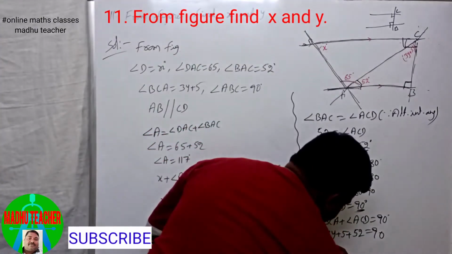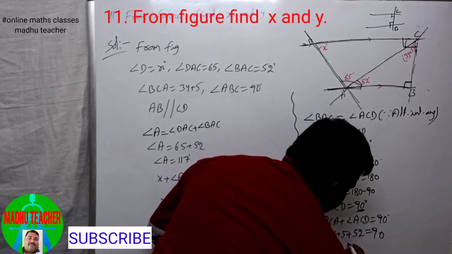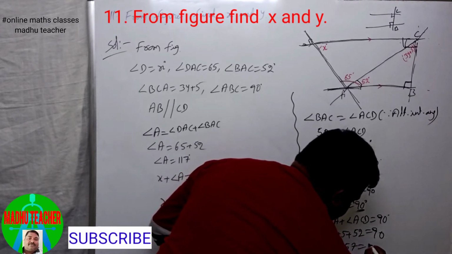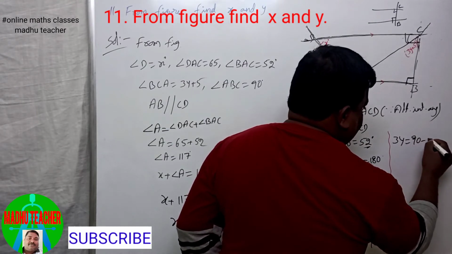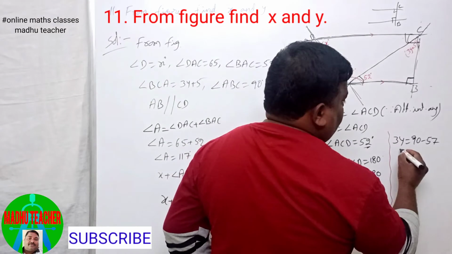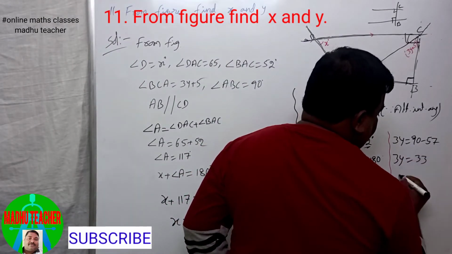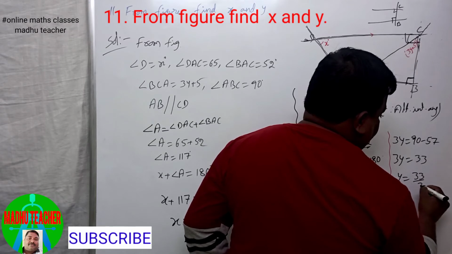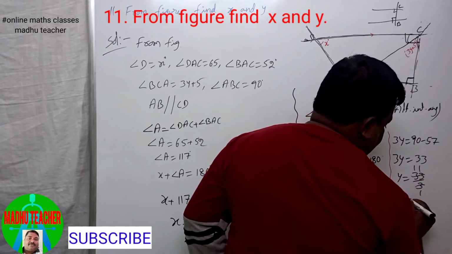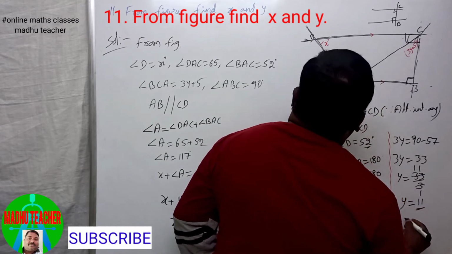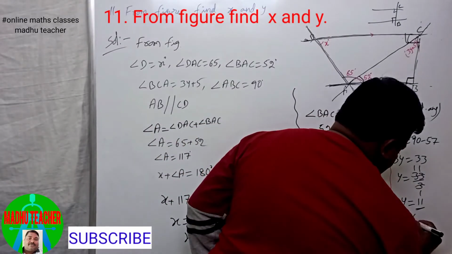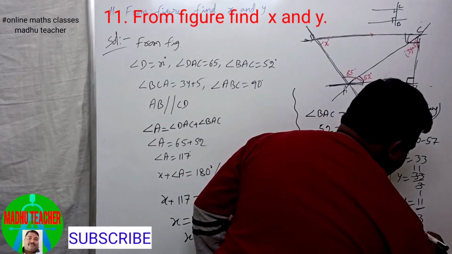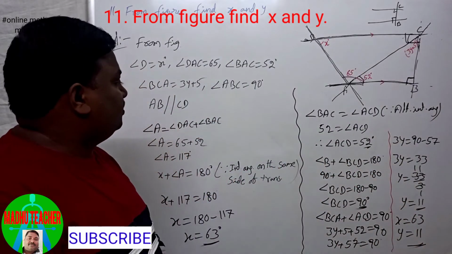Here 3y plus 52 plus 5, 57 equal to 90 degrees. 3y equal to 90 minus 57, that is 3y equal to 33, y equal to 33 by 3, that is y equal to 11. So x equal to how much? 63, y equal to 11.